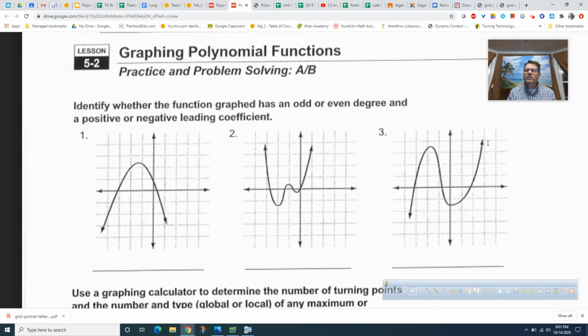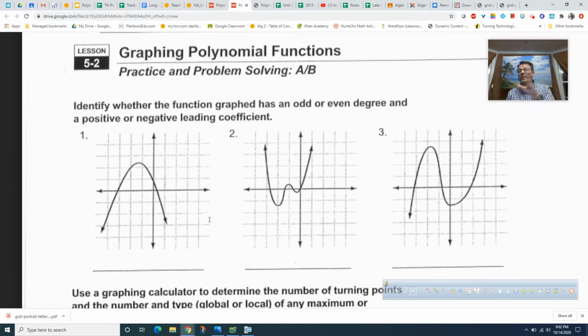And this one's down on one endpoint and up on the other, so it has to be odd, because on evens they're either both up or both down, while on odds there's one up and one down, like that. So that's one thing we know for sure. Next is positive or negative leading coefficient.